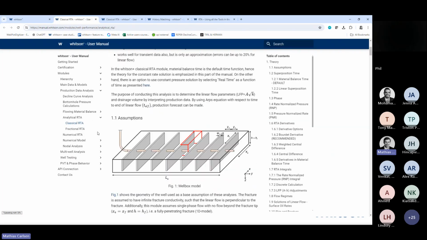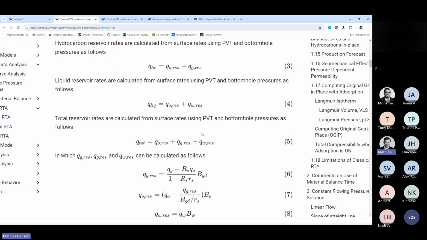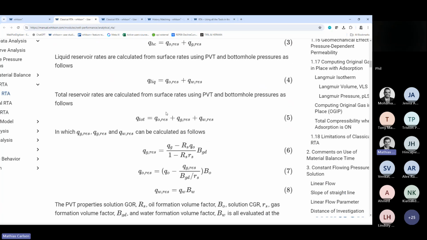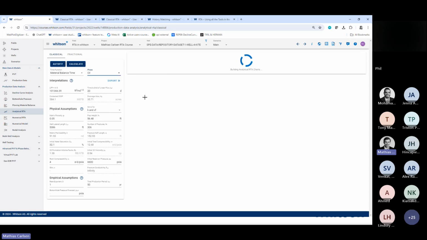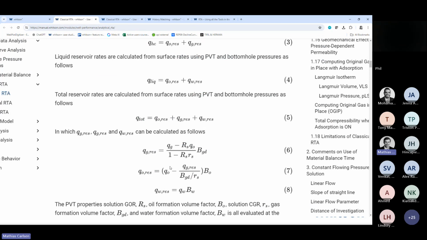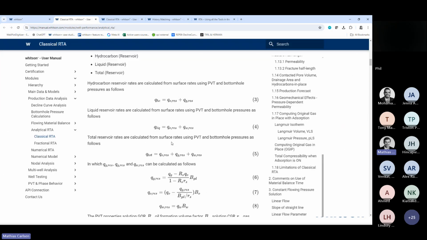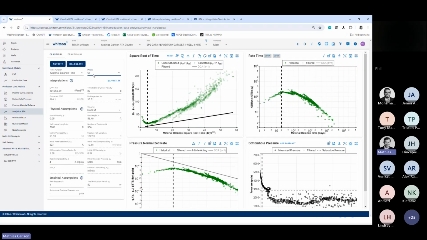If you go to the user manual, let's say you wanted to look at the definition of all these different rates. They're just surface rates converted into reservoir barrels. So if you want to use some other phase than the primary phase for your interpretations, you could do that. And this is the way it's calculated. It's just using flow and bottom hole pressure and PVT properties in those calculations. So all those equations and methodologies are provided here in the documentation. Other than that, we're dealing with a lot of the same stuff as earlier. I could go in and autofit this.